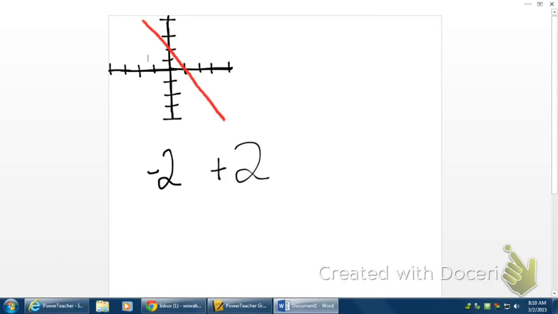What's always beside the slope? X. What's the last thing we need to do? Y equals. That's it. Now, you're right in terms of graphing, that's really negative 2 over 1.